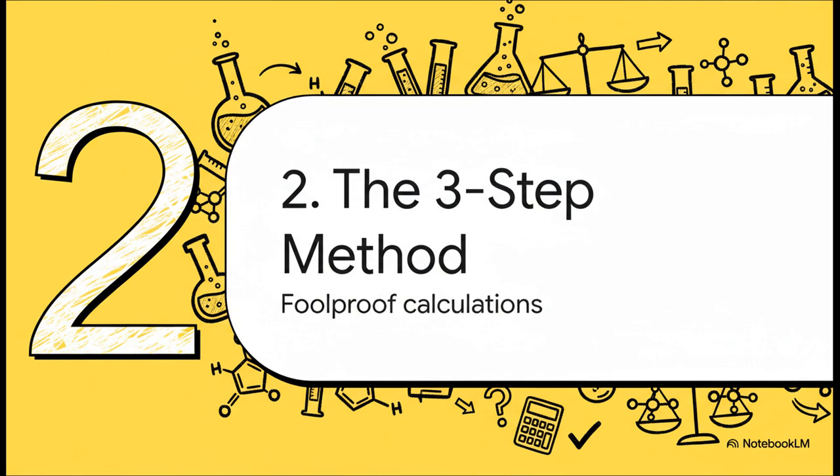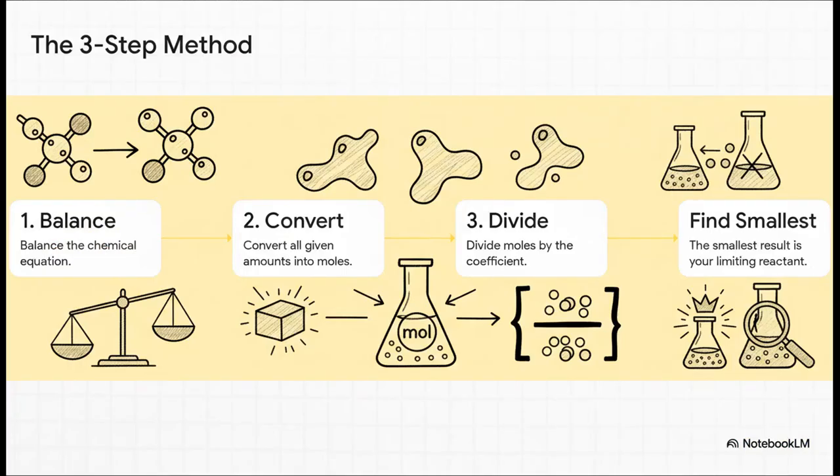So, how do we actually find the limiting reactant in a chemical reaction without falling into those common traps? Well, it is definitely not a guessing game. There's a simple, foolproof, 3-step method that's going to work for you every single time. Let's walk through it. Here it is. Step 1, and this is non-negotiable. You have to make sure your equation is balanced.